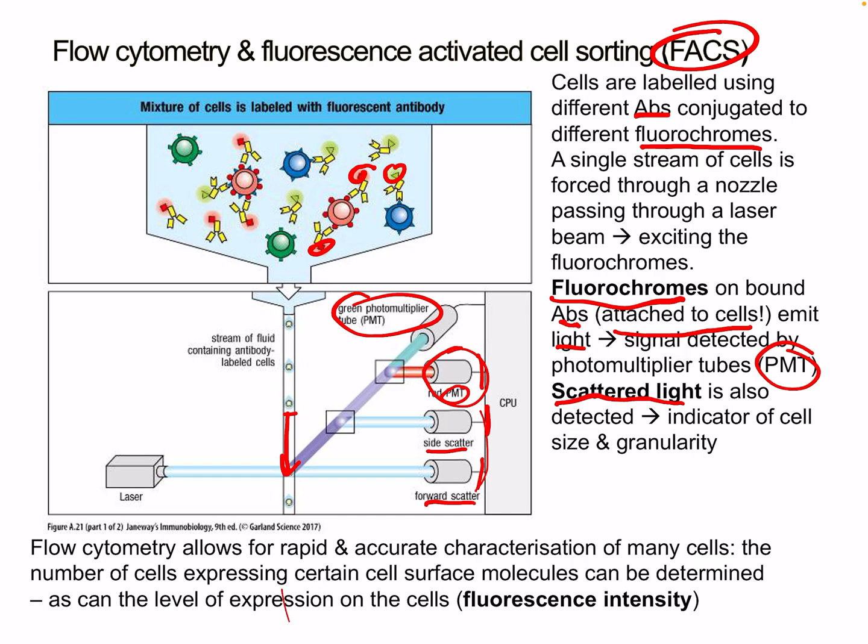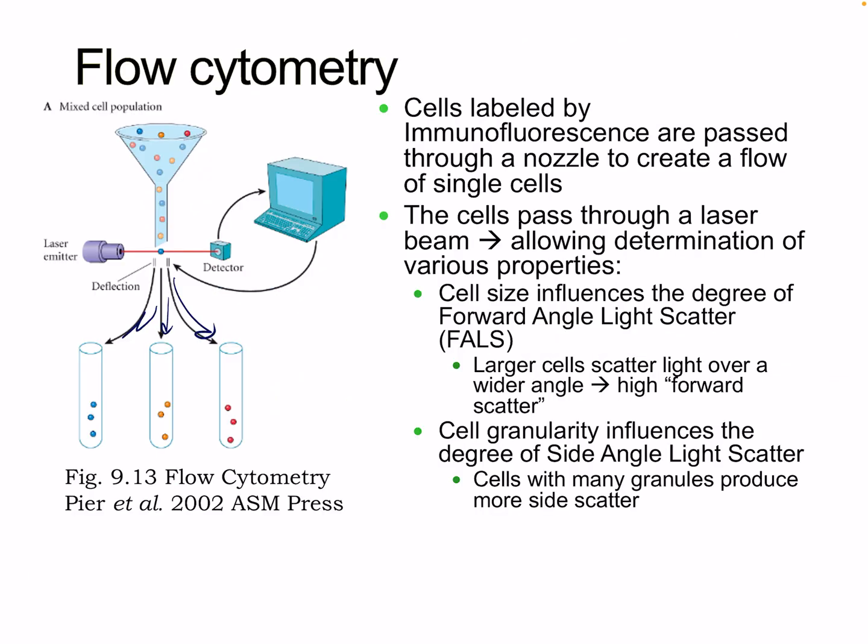So flow cytometry allows for rapid and accurate characterization of many cells. The number of cells expressing certain cell surface molecules can be determined, as can the level of expression of the cells. This is the fluorescent intensity. This is used in a lot of conditions to diagnose certain rare diseases in certain types of cells. So again, cells are labeled by immunofluorescence and passed through a nozzle to create flow of single cells. Here's our single cells going down. The cells pass through a laser beam, allowing determination of the various properties.